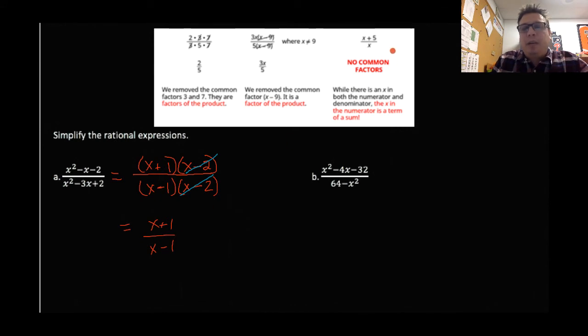Now, I'm going to point out over here, one of the most common errors that students make is they see an x in the numerator and an x in the denominator, and they're like, no, I can get rid of that. You can't do that. So you can't suddenly get rid of this and then say that it is minus 1.